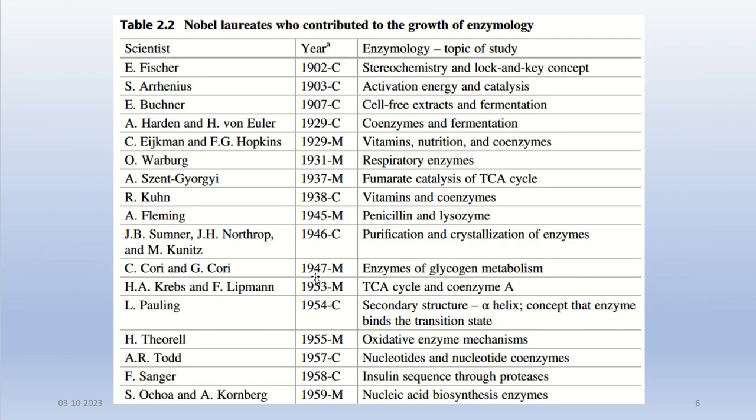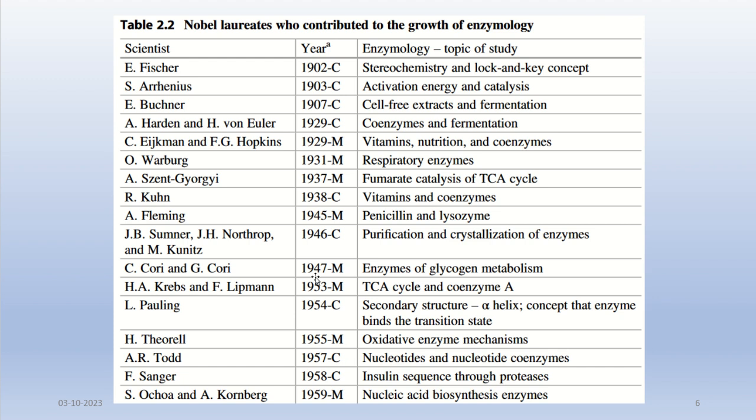So these are the Nobel laureates we should know. When we are studying enzymology or enzyme engineering, or you can say advanced enzymology, you should know which scientists got the Nobel Prize or were Nobel winners in this science. So enzymology starts in the 19th century, in 1902, with the first, Emil Fischer. Stereochemistry and the lock and key concept were given by Fischer, and he was awarded the Nobel Prize.